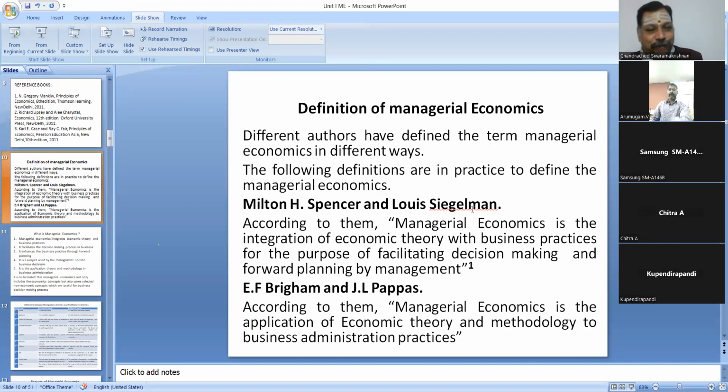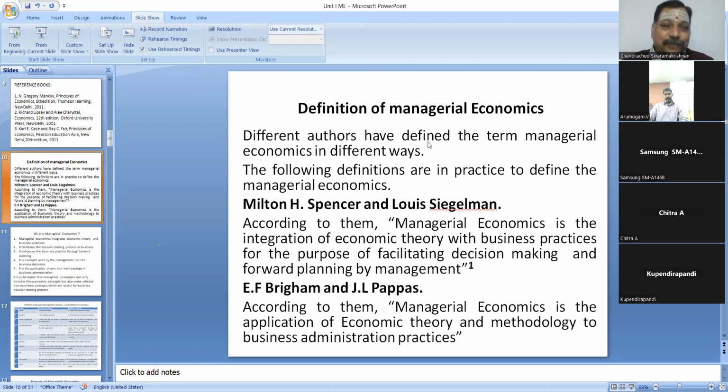So we are starting with unit 1. There are 2 definitions, one by Milton Spencer and Louis Siegelman, another by J.L. Papas. The first definition: managerial economics is an integration of economic theory with business practices for the purpose of decision making and forward planning by the management. The second definition is easier: managerial economics is the application of economic theory and methodology to business administration.